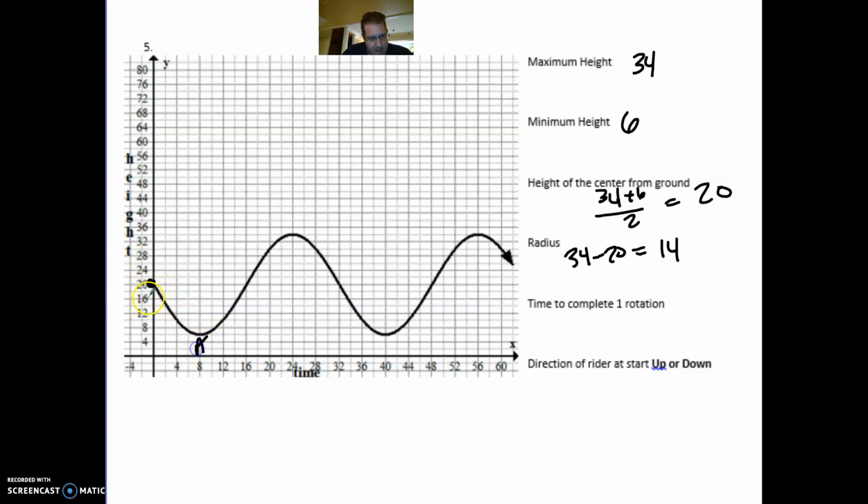So there's A, there's B, there's C, there's D, and then you're back to the same rotation. So this is like in your circle. So A, B, C, D, back to the same point. So that takes 32 seconds, and it's going down to begin with.